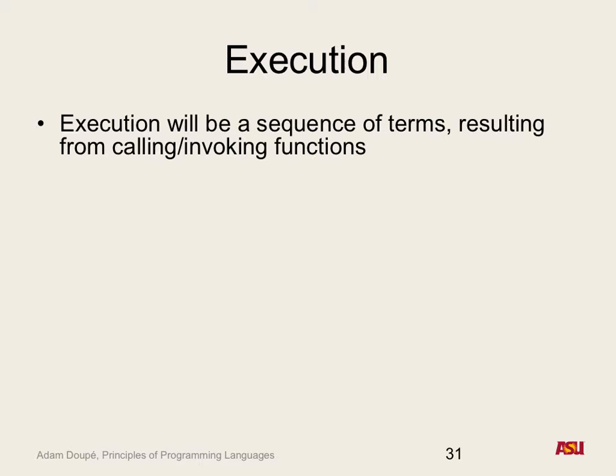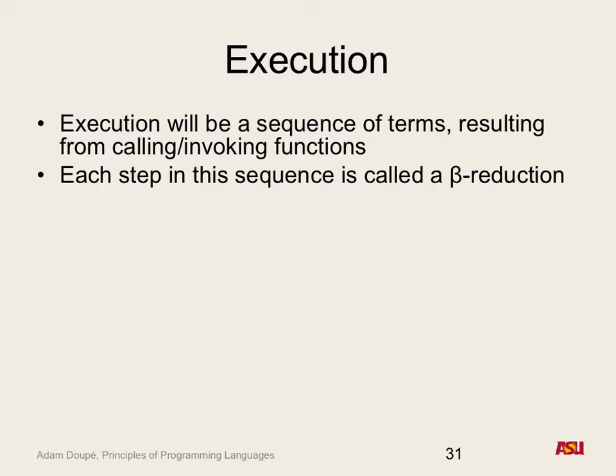So we're going to think about execution as a sequence of terms, the result of calling or invoking functions. One step in this sequence would be we invoke one function, and the next would be calling a second function, and then a third function, and so on. Each step in this sequence we're going to call a beta reduction. We're using these terms because that is what Lambda Calculus people use. So every step is one beta reduction.